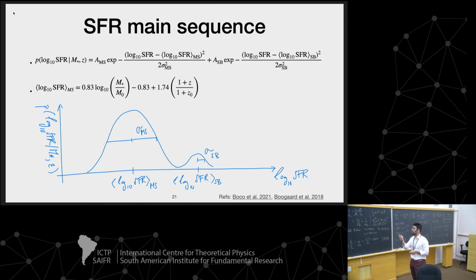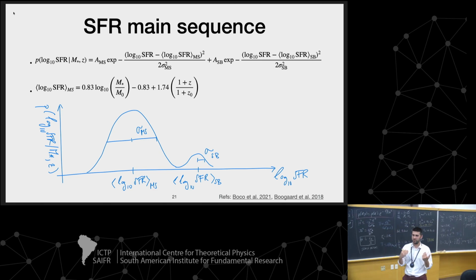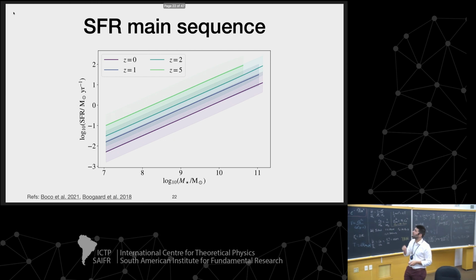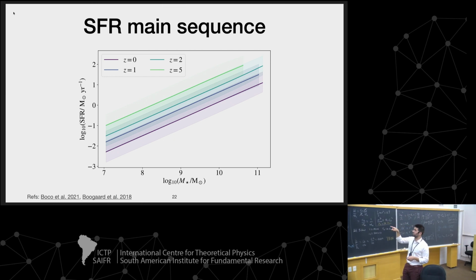The main sequence can be deduced by observations. So what we do in galaxy rate is to take into account different observations of the main sequence, because this has an effect on our results. This is how the main sequence looks at different redshifts and different masses, if you combine it with the equation of the slide before.